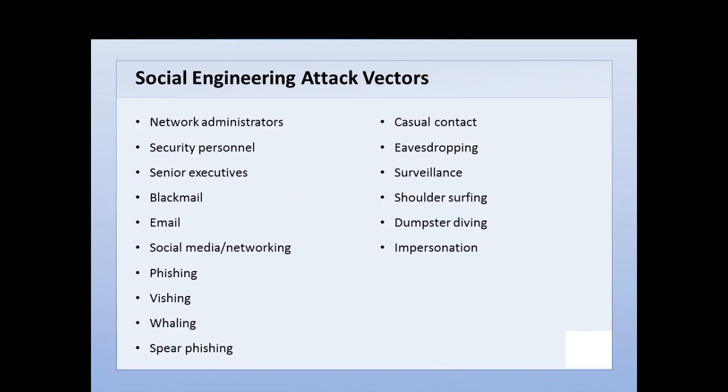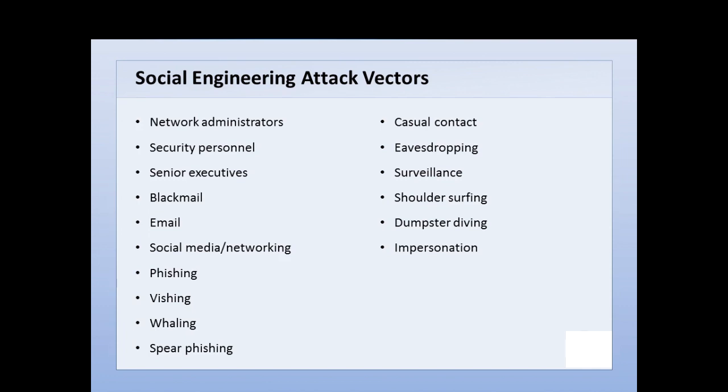Now let's look at some attack vectors before we move on and talk about the particulars of social engineering attacks. Some of the things we may attack using social engineering techniques are people, obviously, and those could be network administrators, security personnel, senior executives, for example. They could also be janitors or maintenance people. We may use techniques like blackmail. Sometimes that has been successfully used on people who have something to hide. We also may use email or social media as an access point into people.